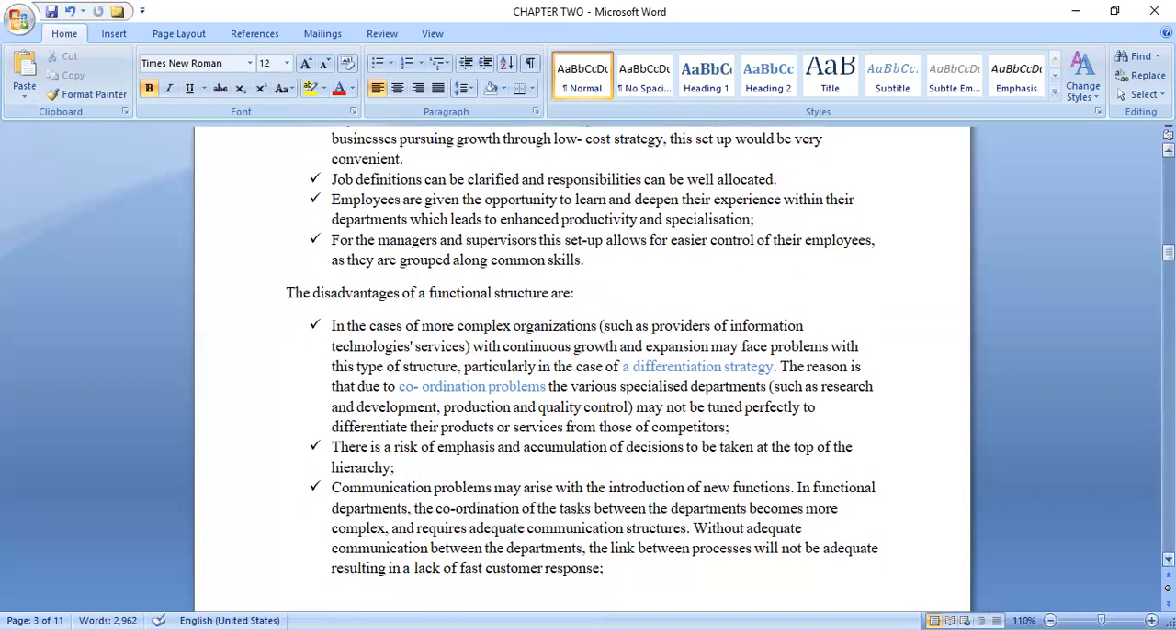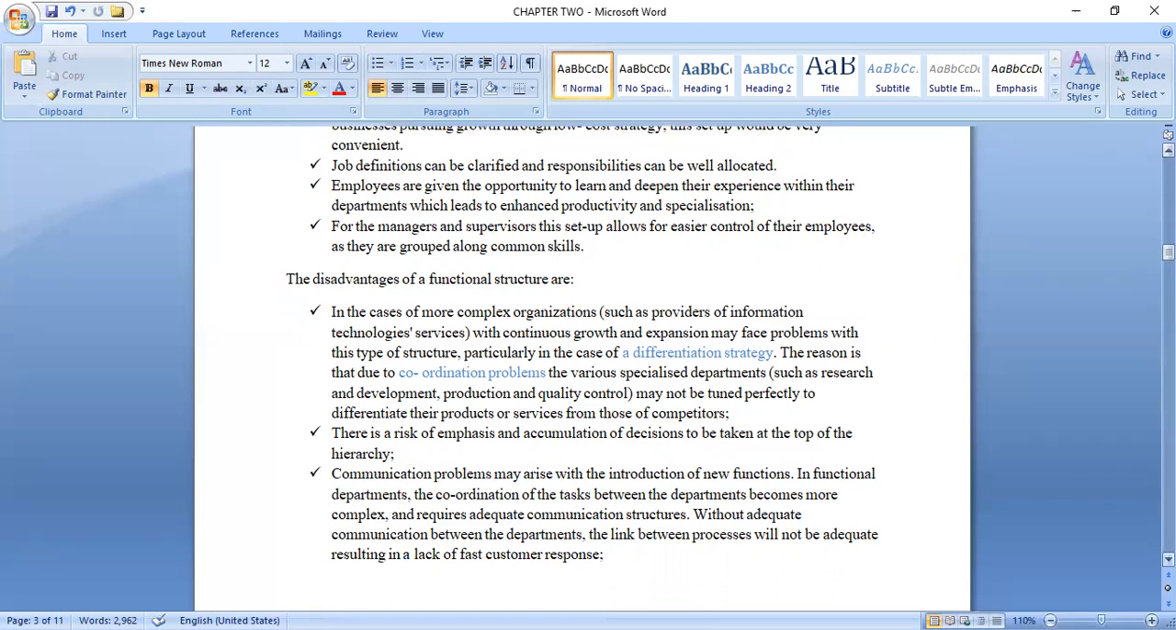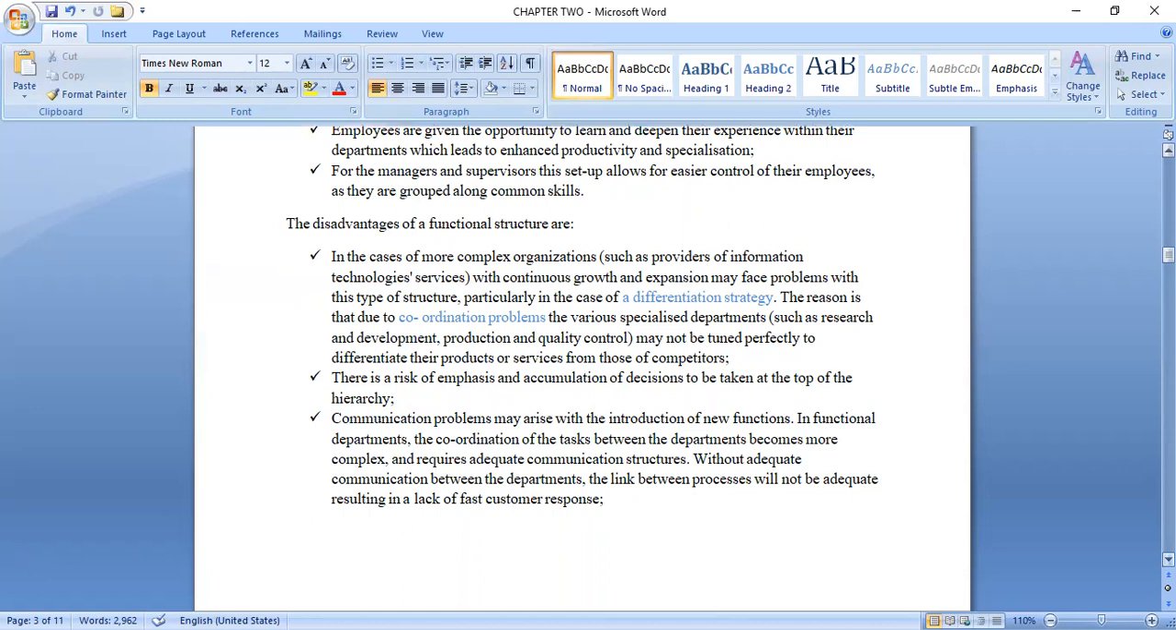Then these functional structures help managers to supervise. Of course, each department here has a manager handling it, right? And at the end of the day, these managers are able to handle and control these departments. What are the disadvantages of a functional organization structure, right?